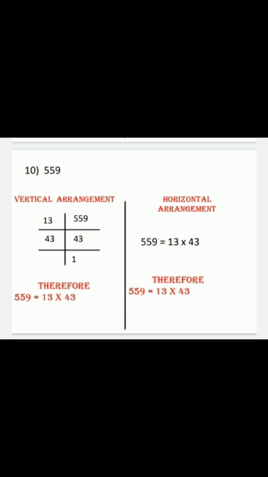Last sum, 559. In vertical arrangement, 13 43s are, then 43 ones are. So the prime factor of 559 is 13 into 43. In horizontal arrangement, 559 is equal to 13 into 43. 43 does not have any factors. So the prime factor of 559 is 13 into 43.